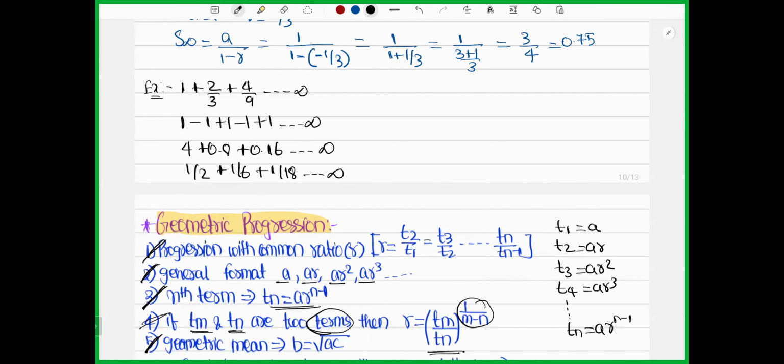1 plus 2 by 3 plus 4 by 9, and so on till infinity. 1 minus 1 plus 1 minus 1. Don't say the answer will be 0. You have to use the S infinity formula there. The answer obviously cannot be 0, because if you apply S infinity, it won't be 0. All four sums should not take more than 3 minutes.